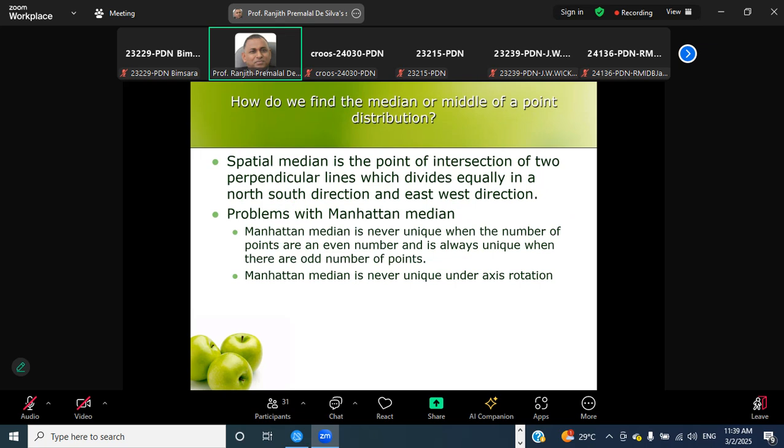Median is basically the middle value. So suppose you have 11 points. If you order these 11 points from the lowest to highest, the X value of the sixth point and the Y value of the sixth point is the median value, the spatial median value.